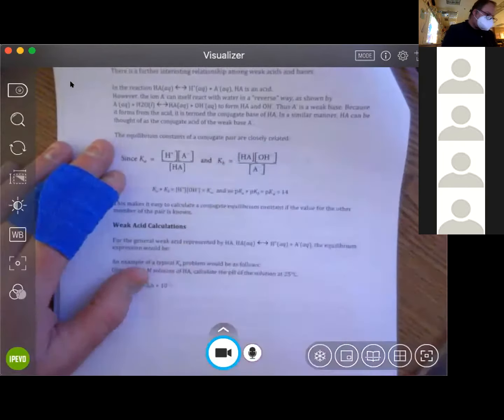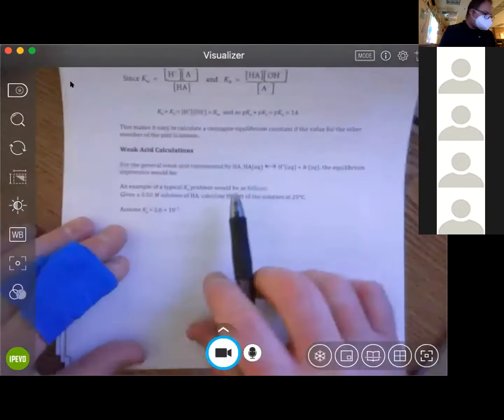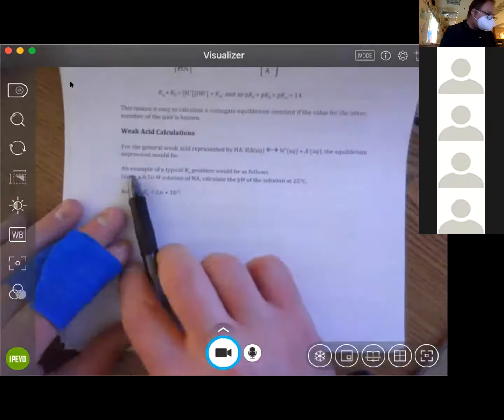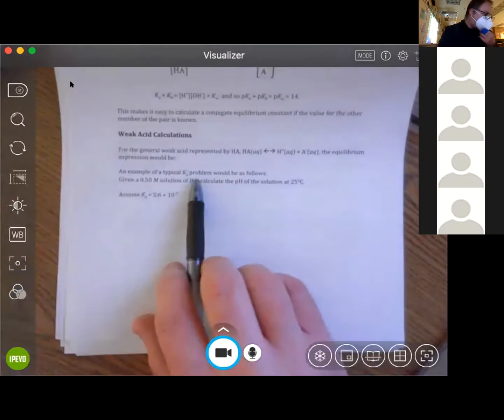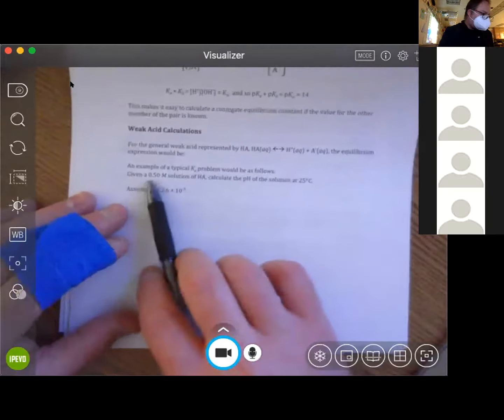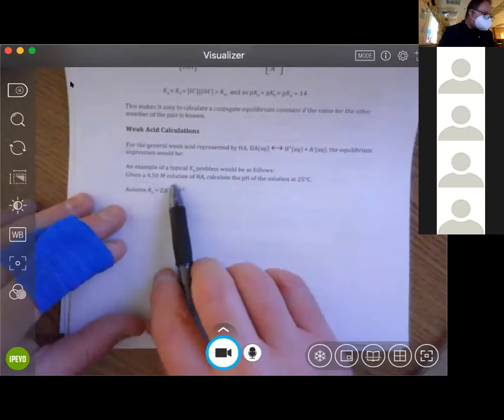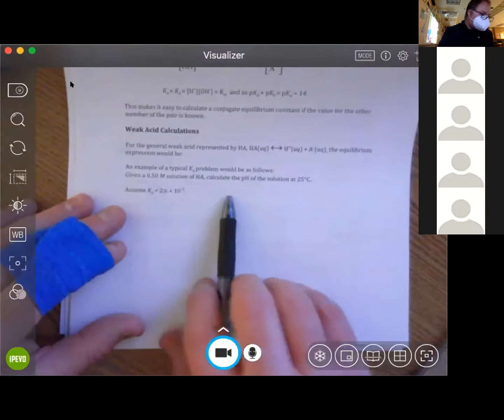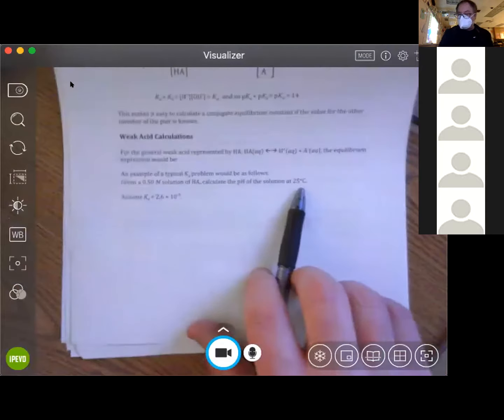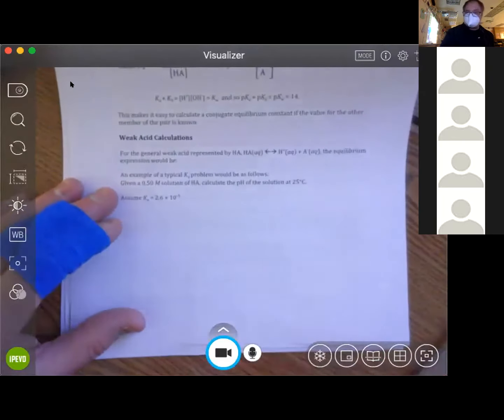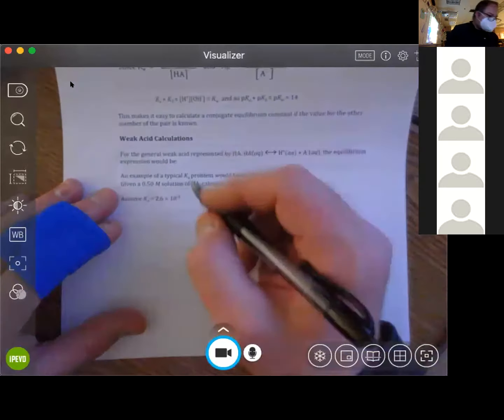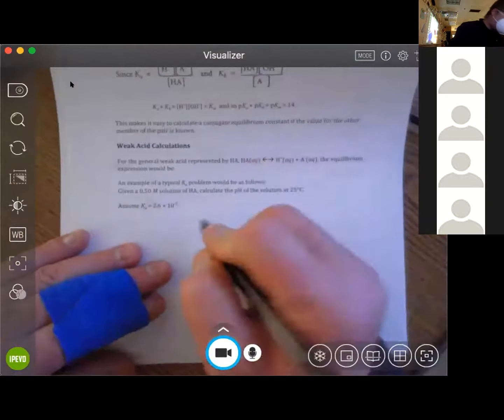All right. Well, let us try one of these problems down here then. An example of a typical Ka problem would be as follows. Given the 0.50 molar solution of HA, calculate the pH of the solution. So again, what we're doing is we're dealing with those same ICE tables. So we have our reaction.